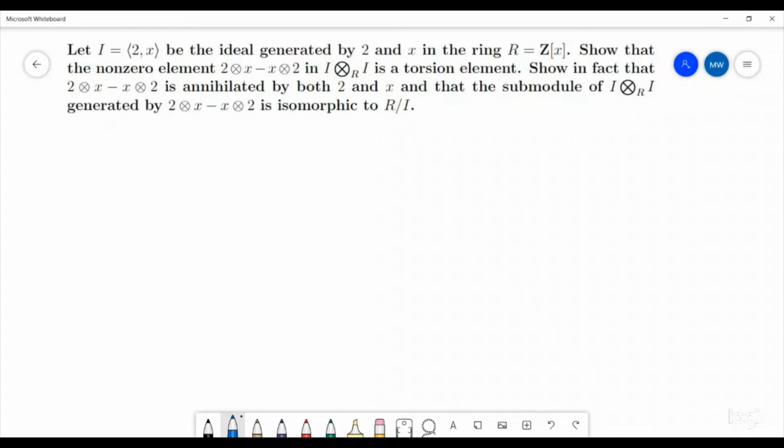And then the second thing is we are going to show that the submodule of I tensored with I over R generated by 2 tensor x minus x tensor 2 is isomorphic to R mod I.